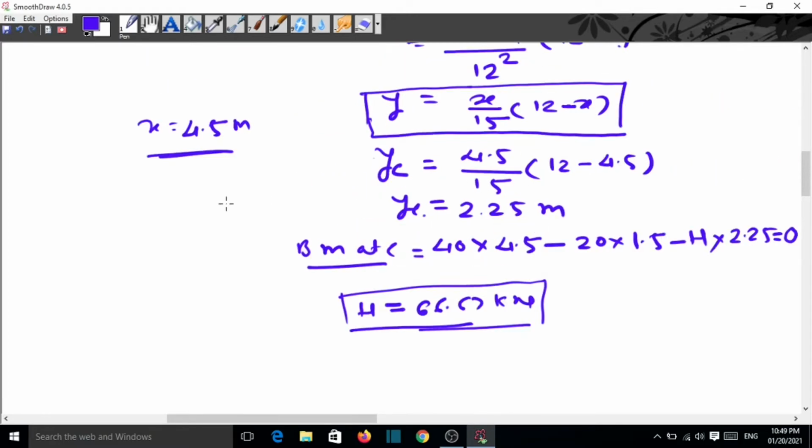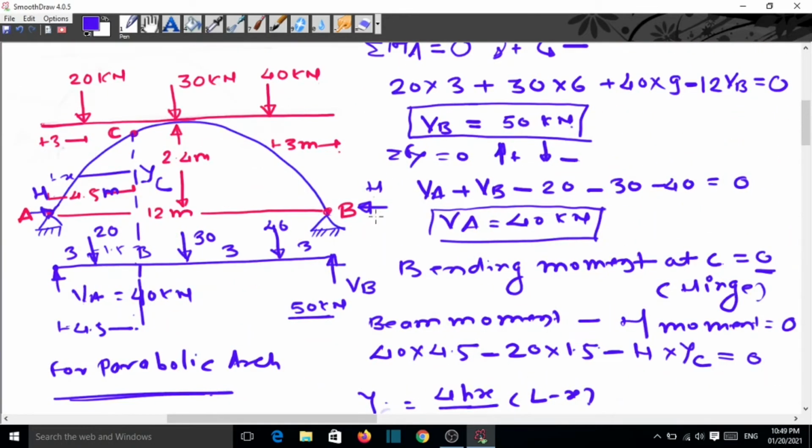So if you put here, H is equal to 66.67. Both the H are the same, here it is 66.67. So we got all the reactions. This VA that we know is 40. Then this VB is equal to 50. And this is the 40.